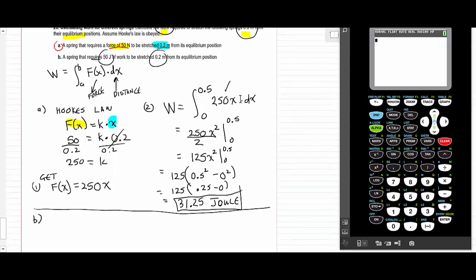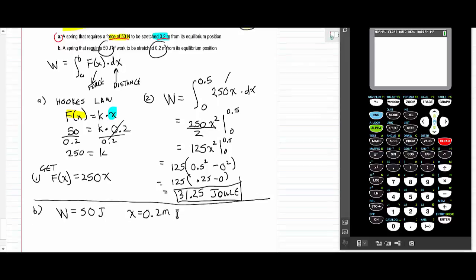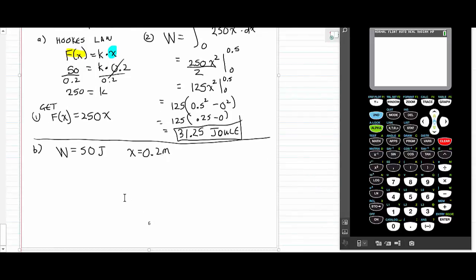But you have to start with this. What they've really given you is that the work is 50 joules. They've told you that. And then they're saying that the distance it's stretched, which would be x, is 0.2 meters from equilibrium. So you actually have to set up an integral, and it's kind of like an integral equation. So the way I'm going to start is let's just write down the work formula. The general work formula is the integral from a to b of f of x times dx.